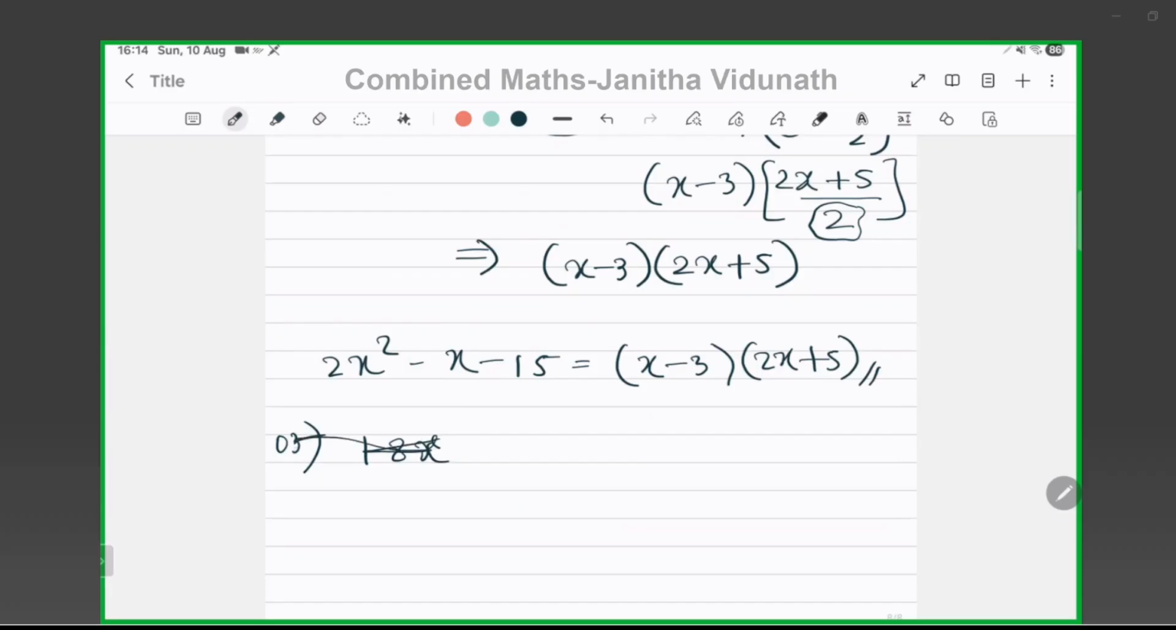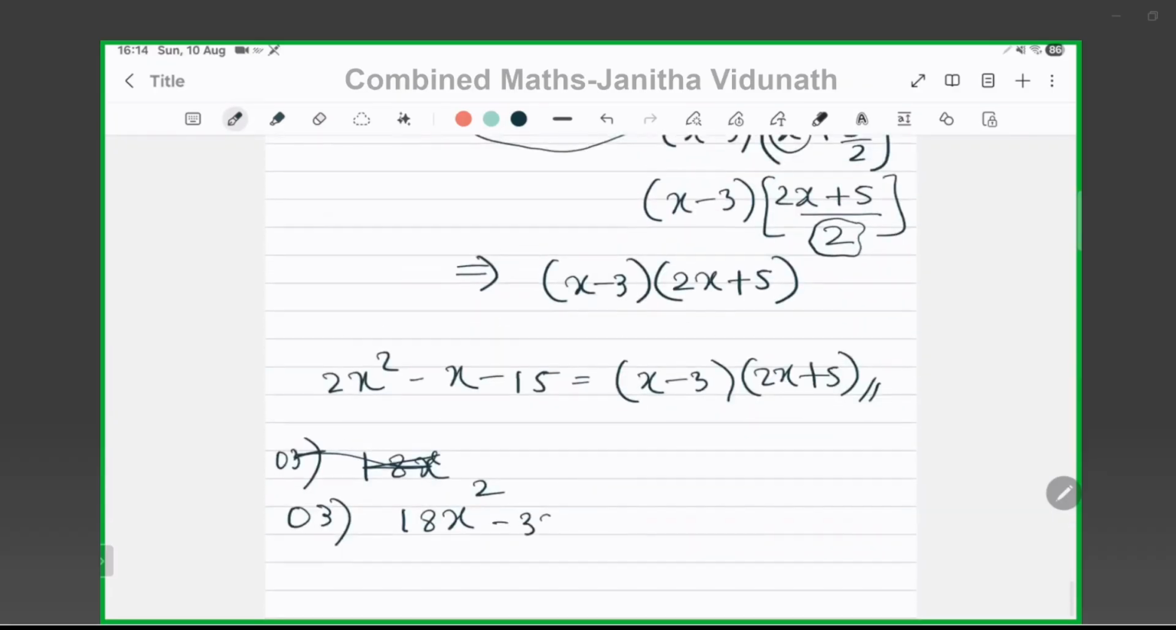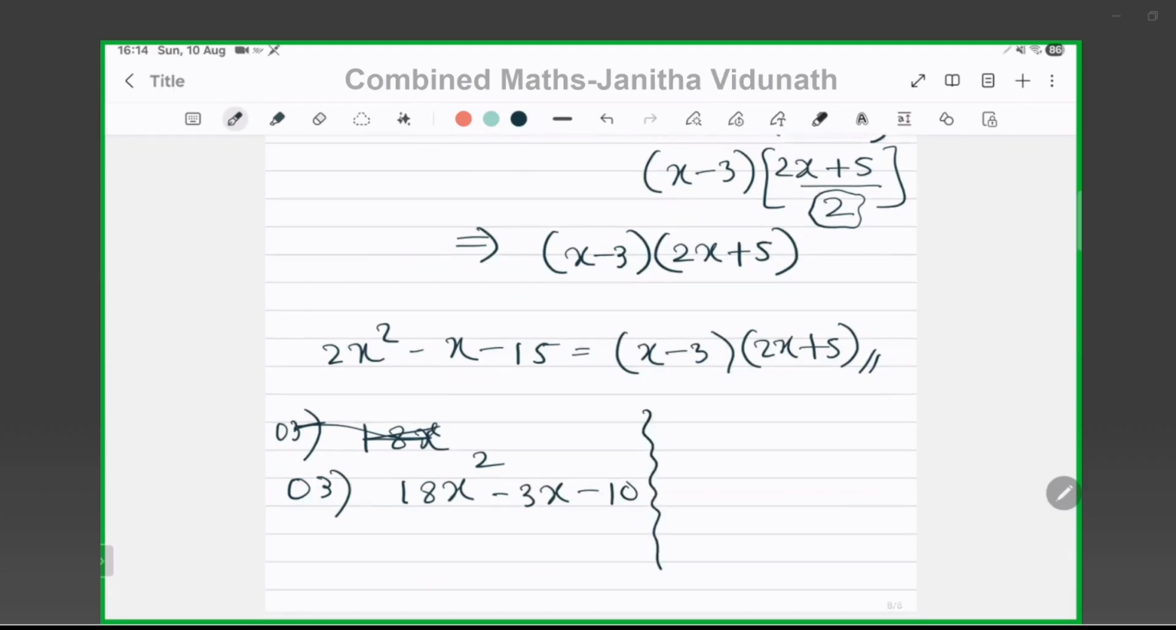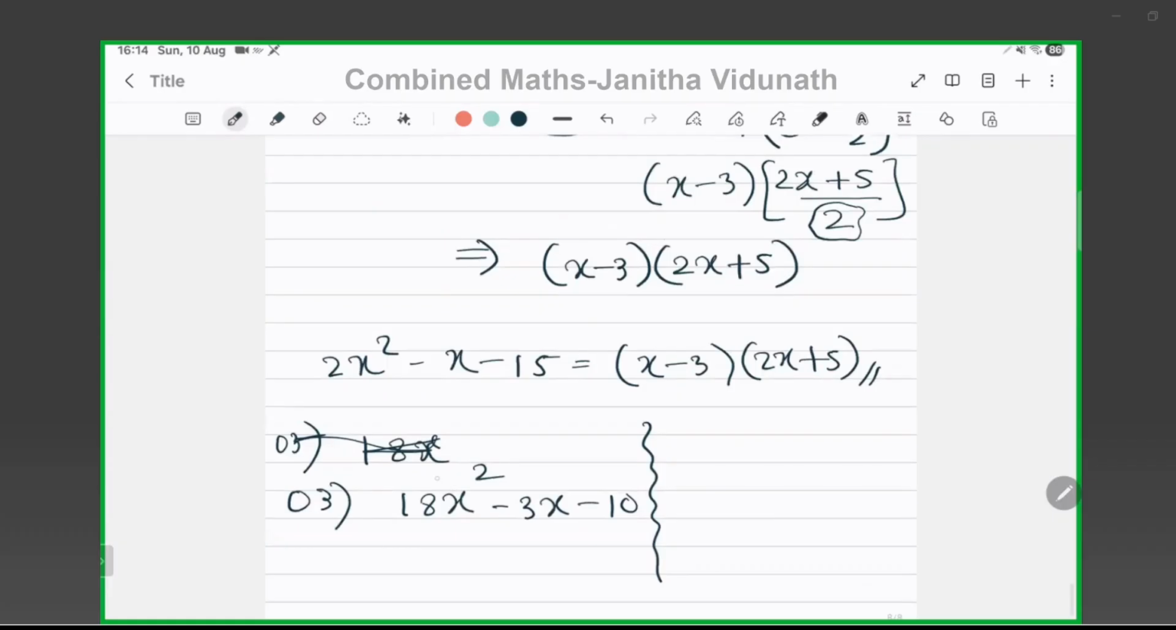Our third question is 18x square minus 3x minus 10. Here we first remove the coefficient of the square and give it to minus 10. Then we get x square minus 3x minus 180. Then we factorize this simple trinomial.